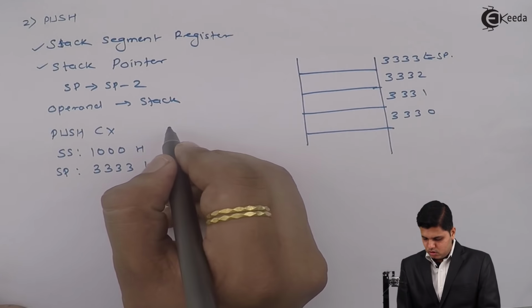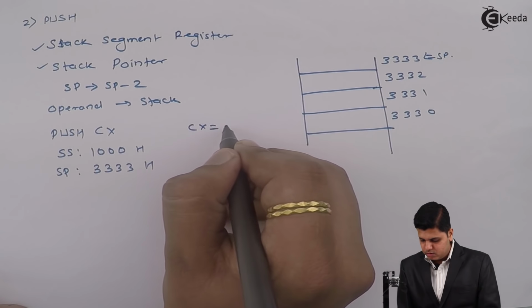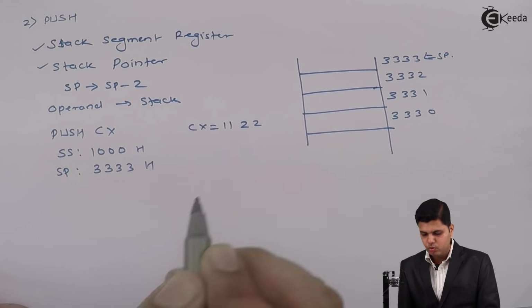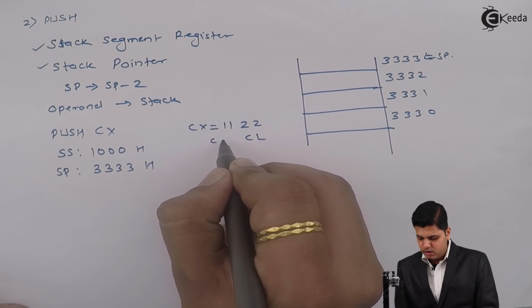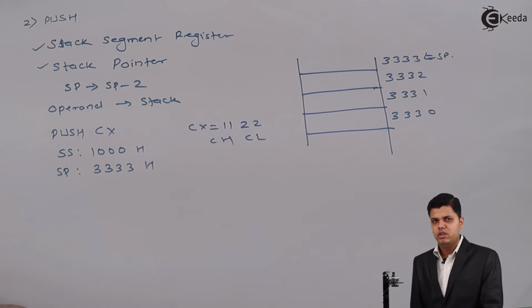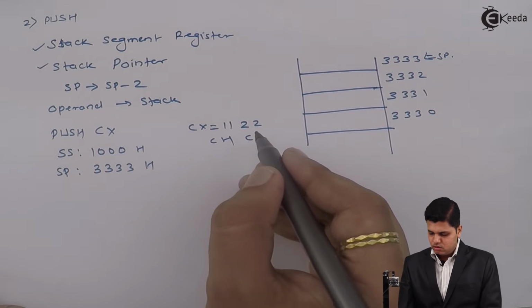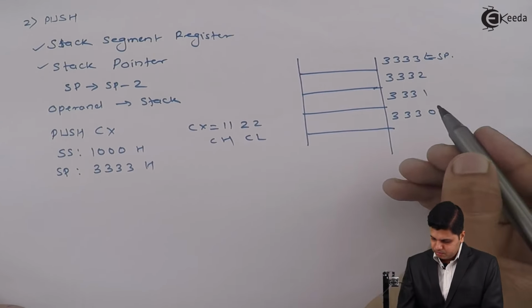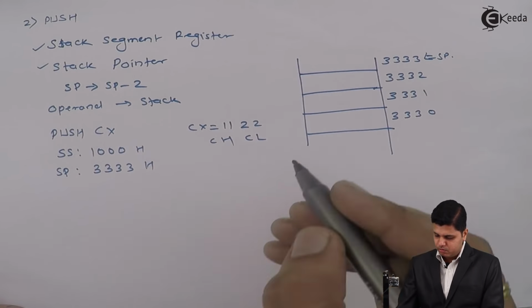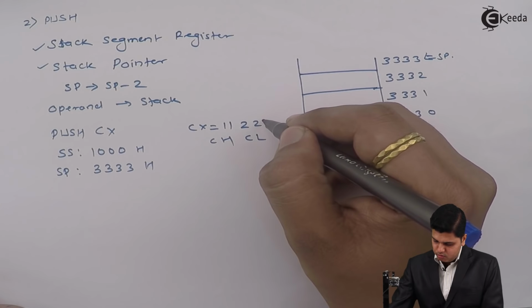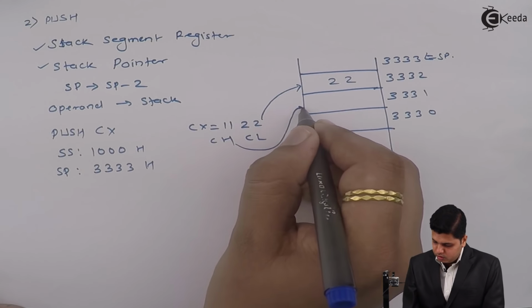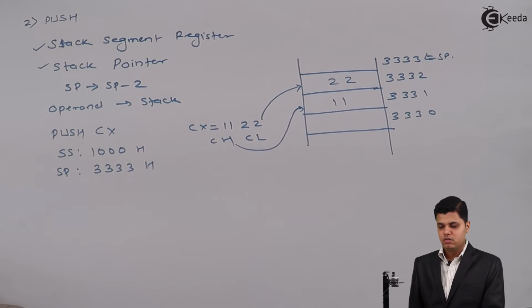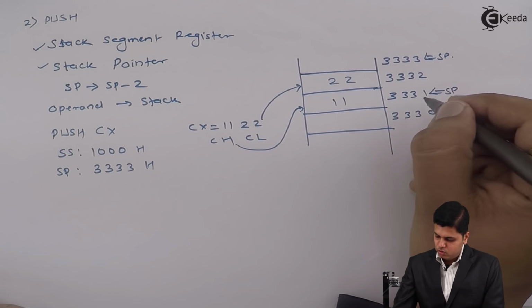Now the contents of CX, for assumption, will be 1122. Now what does this 1122 signify? 22 will be stored in the CL register and 11 is stored in the CH register, which you have seen in the storage of registers. Now how this operation is performed: the contents of this CL will be moved to 3332, that is 22 over here, and the contents of the CH register will be moved to 3331 and the stack pointer is changed to 3331.